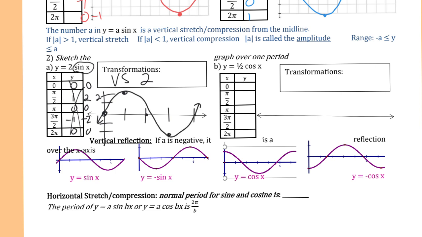Now you can put any coefficient in front of sine and it'll be the same shape, but it'll be a vertical stretch. Okay, you could put a half in front of it and it's going to be a vertical compression. So instead of going from 0 up to 2, it'd be 0 up to a half. And so we will notice that with cosine.